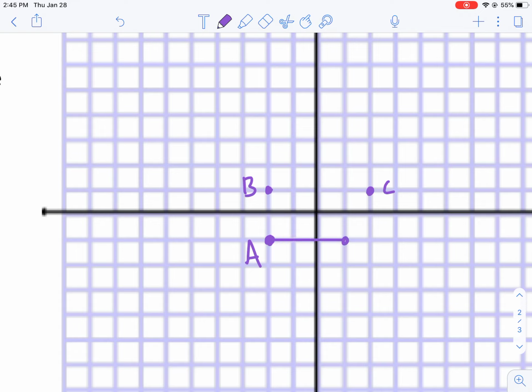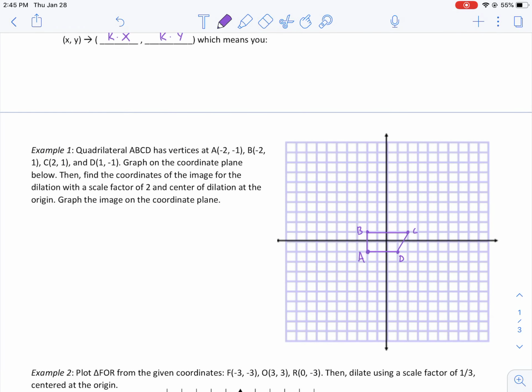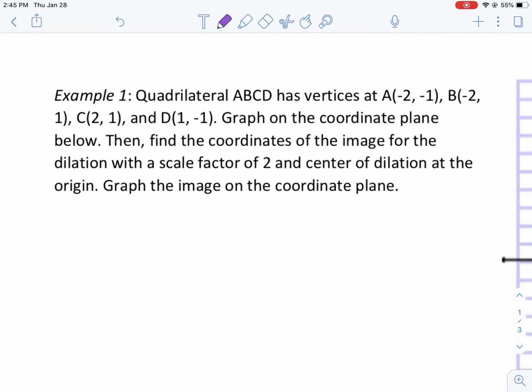So we can make our quadrilateral. Forgot to label that D. Quadrilateral just means it has 4 sides. Okay. So on the coordinate plane, then find the coordinates of the image for the dilation with a scale factor of 2. Okay. So we're going to go through these real quick.